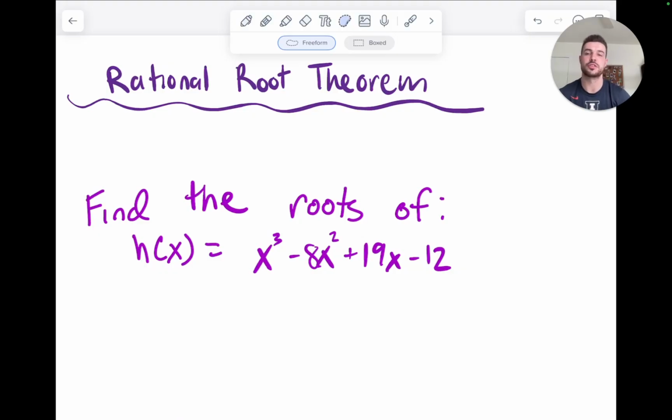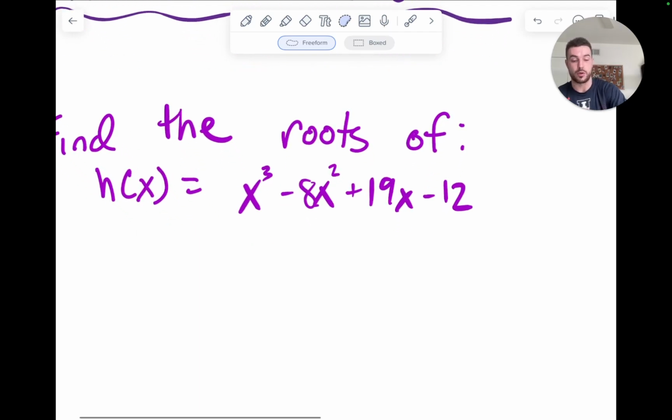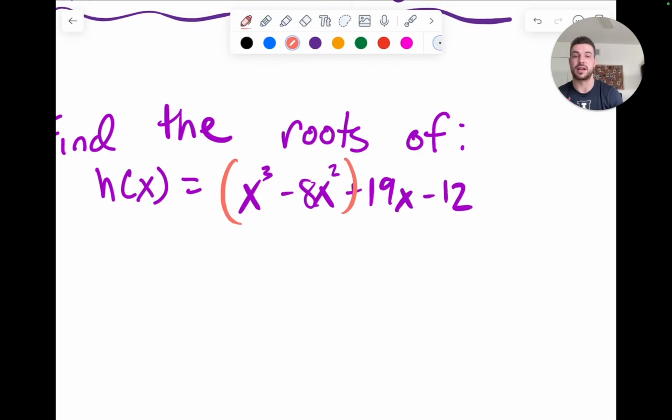All right, so for this first one, it says find the roots of h of x equals x to the third power minus 8x squared plus 19x minus 12. So typically what I would try to do is I would try to factor first. It's something we're pretty comfortable with, and if we can do it, it should allow us to find multiple roots at the same time. So if we're doing this, I would group my first two terms together and divide out what they have in common.